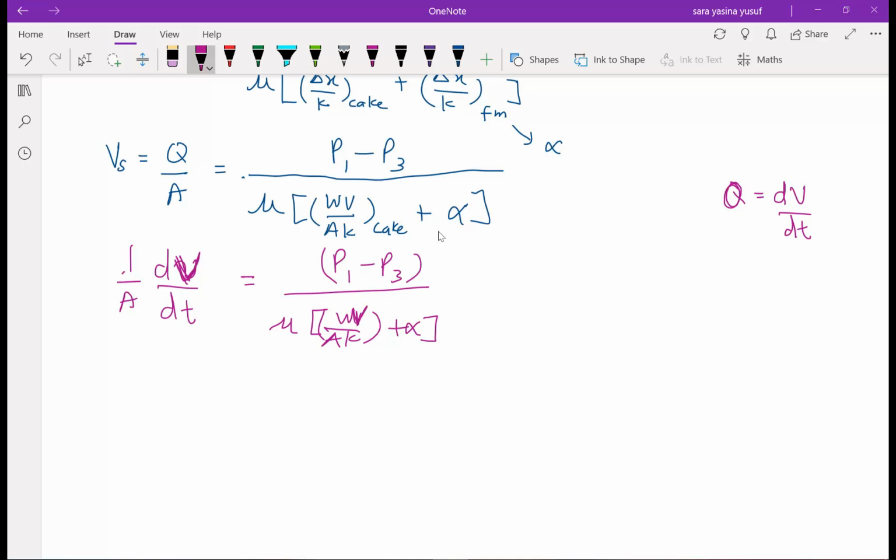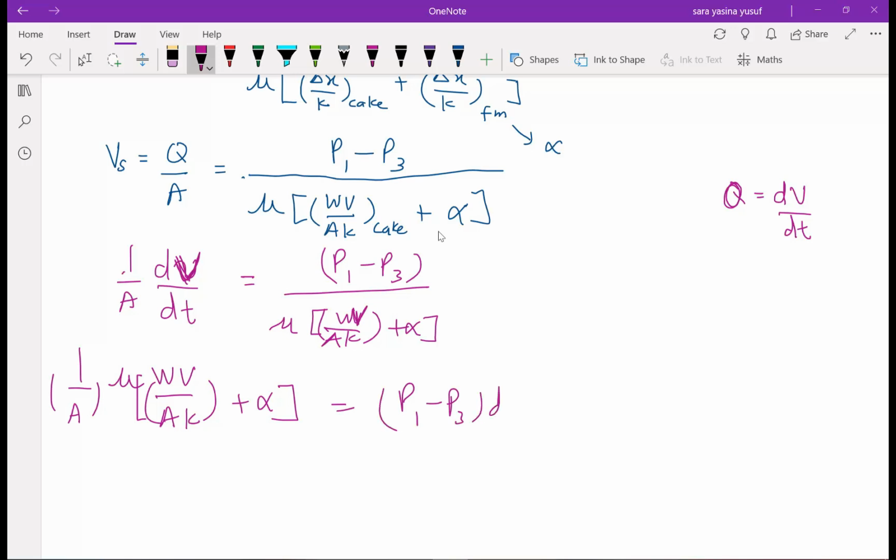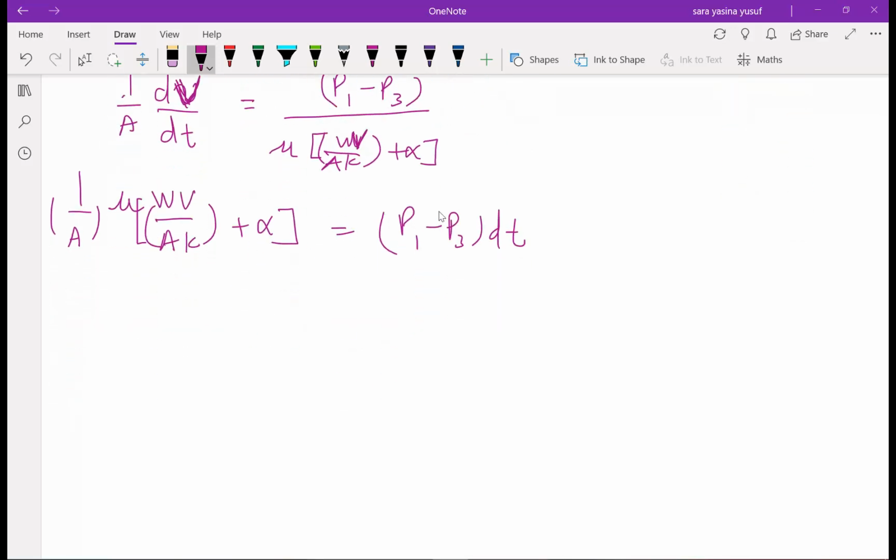Okay, so sekarang we want to bring all of this to the left hand side and dt to the right hand side so that we can start to do some integration to this model atau equation. Okay, so kita bawa ini ke sini, so we will get mu WV over AK, 1 over A plus alpha P1 minus P3 dt. Okay, since kita ada dua expression ni, so kita nak bahagikan lah.